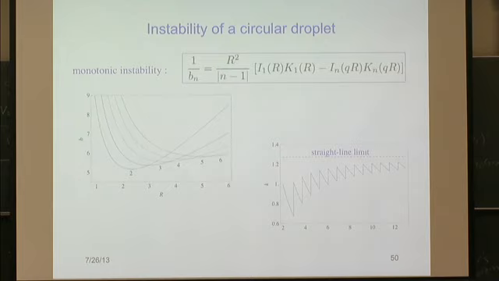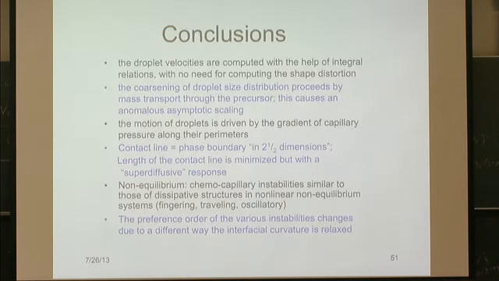And here this is for the circle, and as the radius of the circle changes, the instability moves to higher and higher numbers n, and so eventually it goes to the straight line limit. So I come to the end right in time.